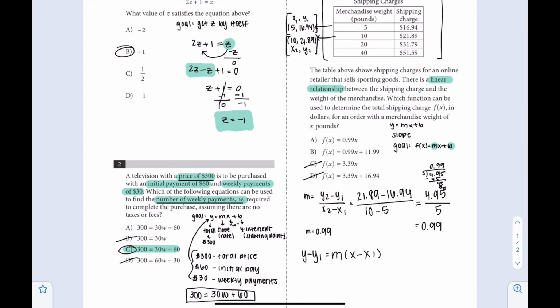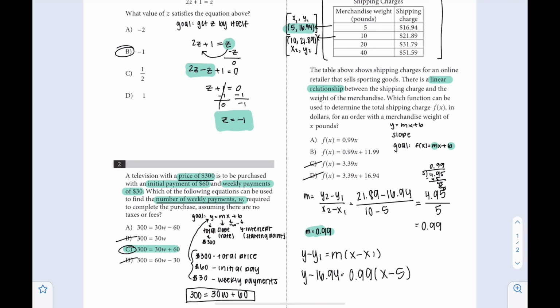So in this formula, you just need one of your coordinates. I'm going to use the same one that we used earlier, 5, 1694. And you're going to need your slope. And then you just plug everything into the equation, except for this y and x. You don't have to plug anything in for that because those are going to be unknown variables. So y minus y1, which is 1694, equals 0.99, which is our slope, times x, we leave that alone, minus x1, which is 5.